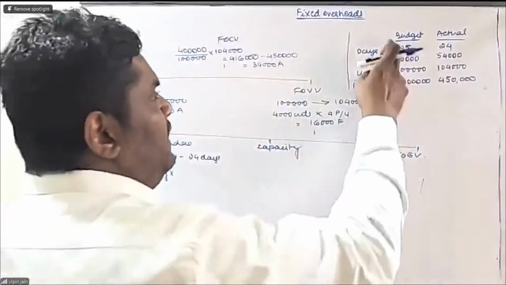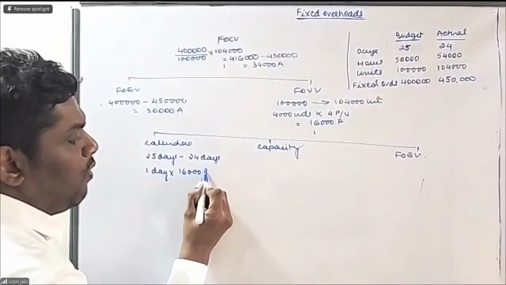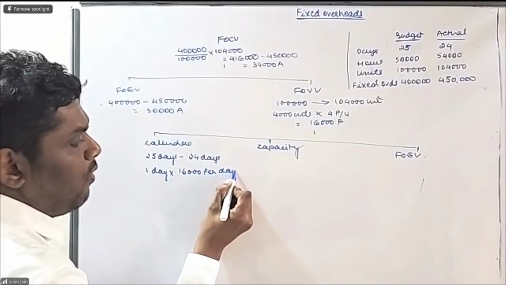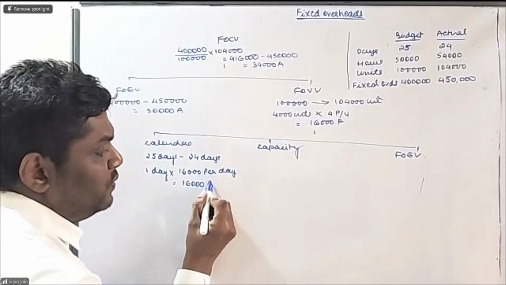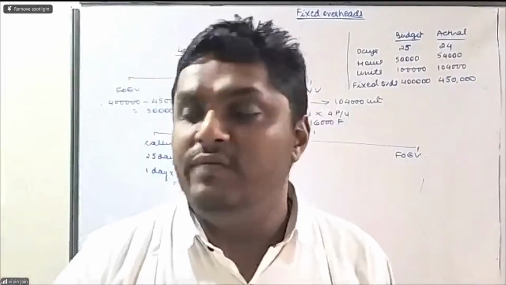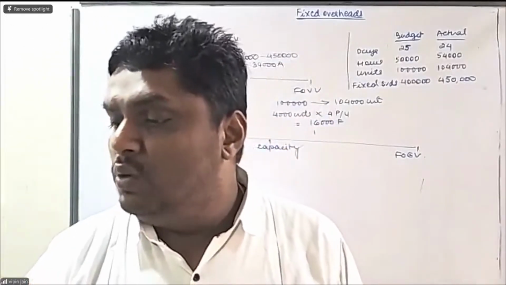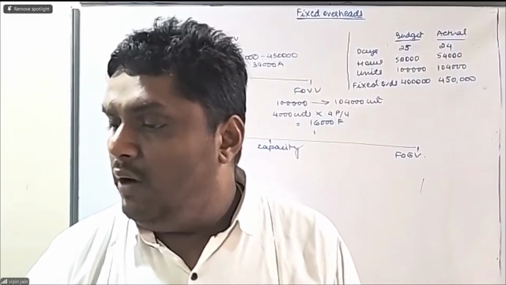Into the rate per day. So this will be 16,000 hours. Very important. We were supposed to work for 25 days, but we worked only for 24 days. So one day less. So this will be adverse. Now it is correct, Nayan.